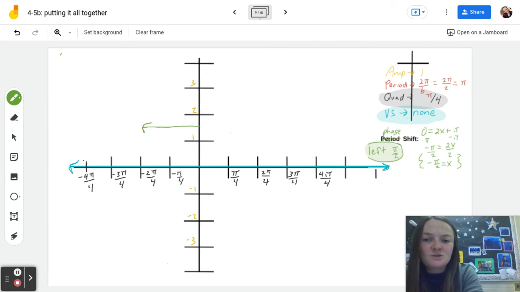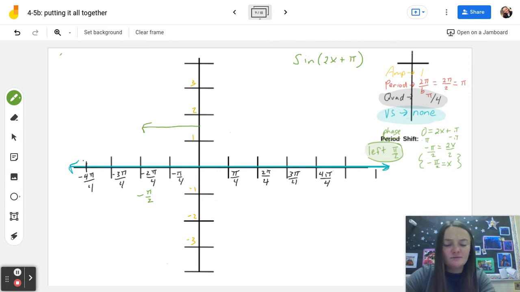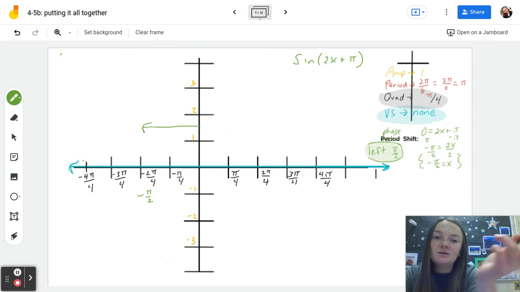Notice here, 2 pi over 4 is the same thing as pi over 2. So this is negative pi over 2 here. So I'm going to shift to the left. The next thing I want to focus on is what does a sine function traditionally look like? So we took a memorization quiz on basic sine and cosine functions.